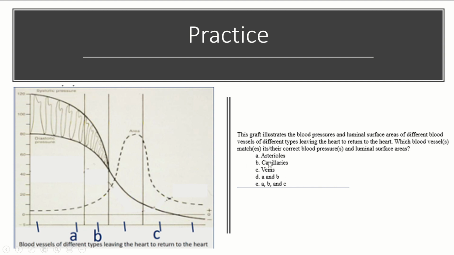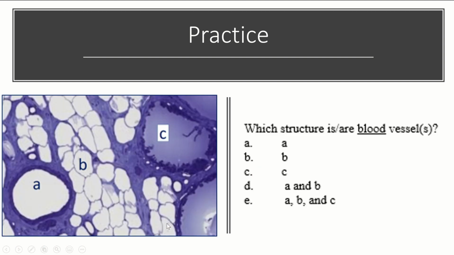So if we match that with this one, A, arterioles, no. This would be your arteries, right? B, capillaries, no. This would be your arterioles, right? This is your capillaries. And then C, veins, yes, that would match. So only C would match. Hopefully that makes sense to you guys.